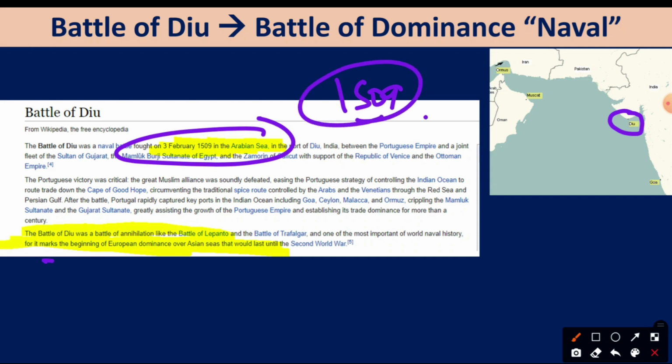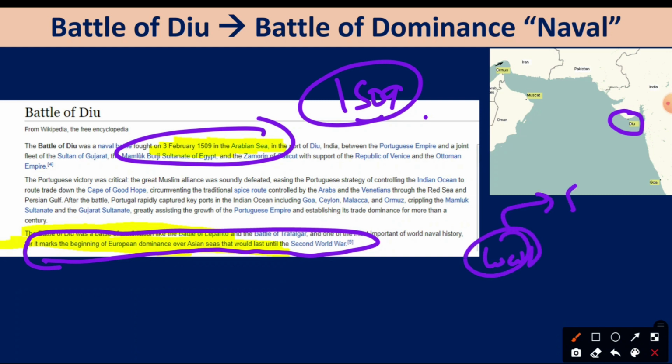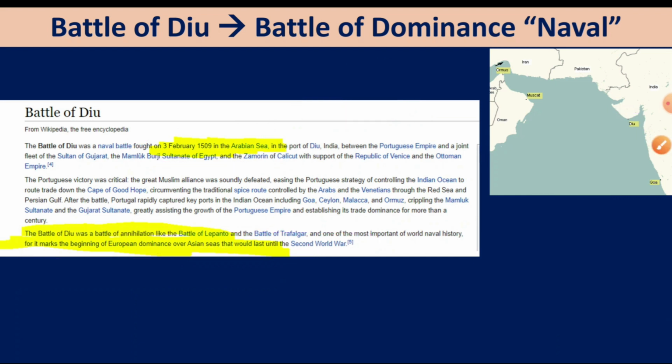and it marks the beginning of European dominance over the Asian seas that would last till the Second World War. Because after World War II, what was the event? That was the Suez Canal crisis, which led to the decline or the final annihilation of the British as a world power. It is still a power, but as a world power, the US has replaced the British, especially after the Suez Canal crisis, that you will read in your world history.